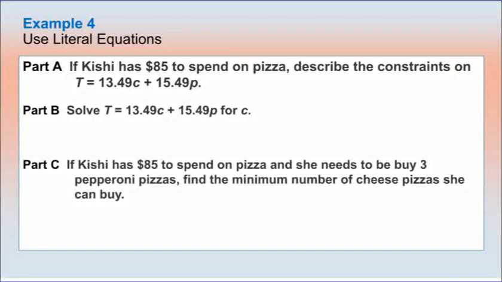What we are going to do, it says part A, if Kishi has $85 to spend on pizza, describe the constraints on T equals 13.49 C plus 15.49 P. So what do they mean by constraints? Constraints would be talking about limitations. Like, can you buy part of a pizza, or do you have to buy the whole pizza? That would be what they're considering as a constraint. Or if you only have $85 to spend, you can't spend $85.01. It has to be less than $85 spent. So that is a constraint that you would have.